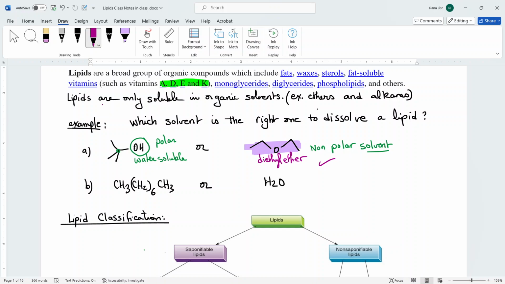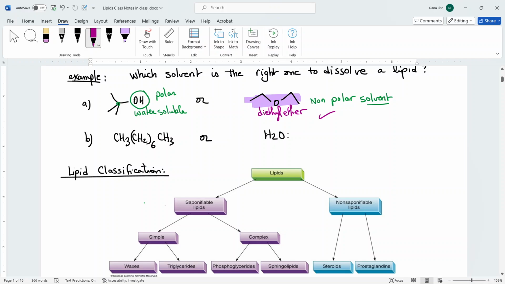So all you need to look for is a non-polar solvent. This is what you need to look for. So between water and this, which is 6, 7, 8 carbons, it is octane. Between water and octane, of course, octane is going to be my non-polar solvent. So octane is a good solvent in order to dissolve a lipid. Water is a polar solvent and it is a bad solvent. It cannot dissolve lipids because lipids, after all, are oil, and water cannot dissolve oil.